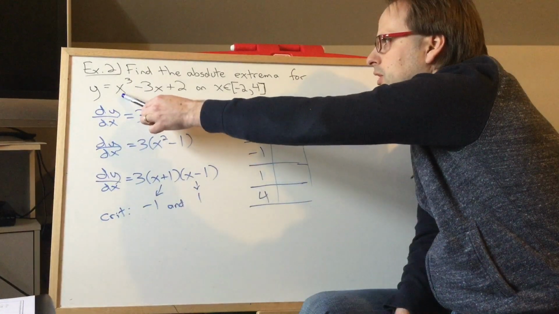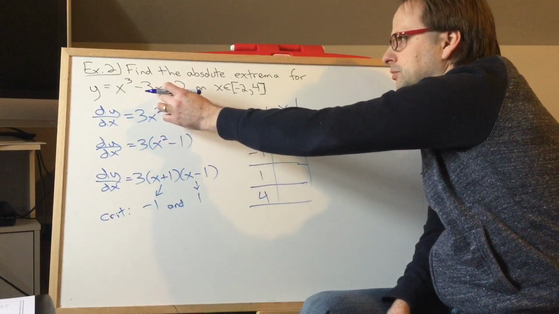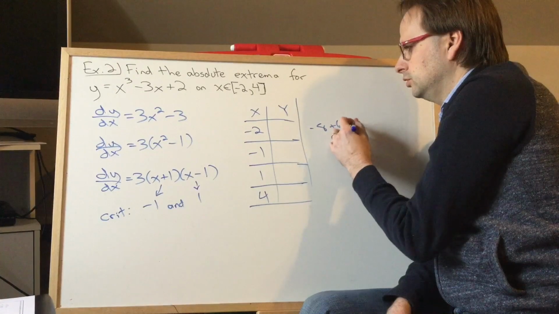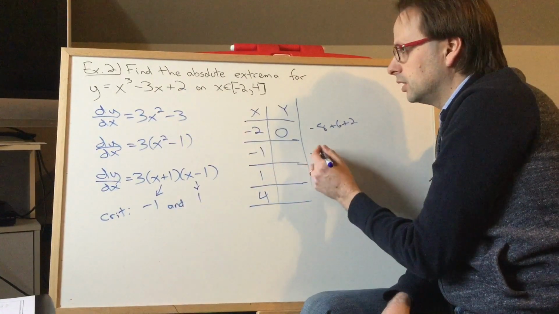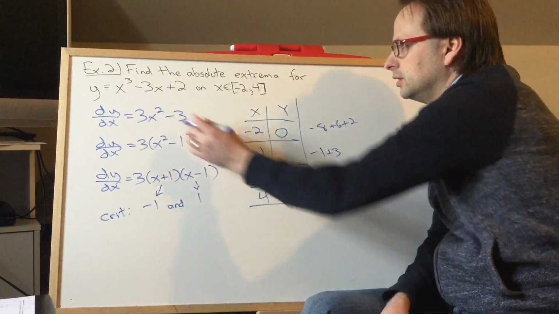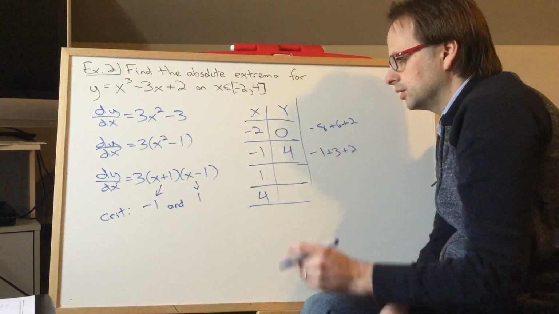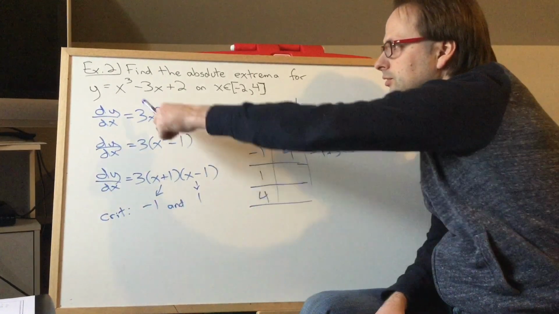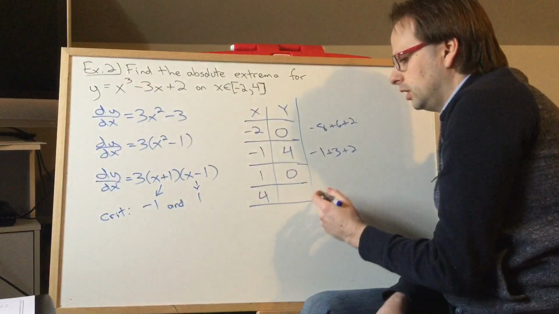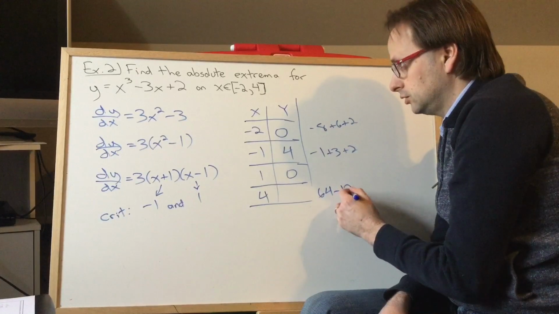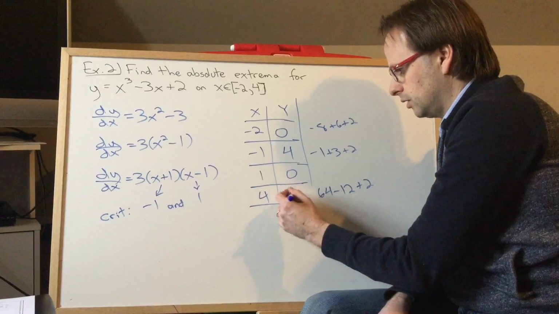Let me just plug them in. If I put in -2 here, I'd have -2 cubed, which is -8, minus 3 times -2, which is +6, plus 2. I'll have a y value of 0. If I put in -1, I'll have -1 cubed, which is -1, minus 3 times -1, which gives us a +3, plus 2, which is 4. There we go. If I put 1 into this, it's not so bad. 1 minus 3 plus 2 is 0. And if I put in 4, I would get 64 minus 12 plus 2, which is 54.